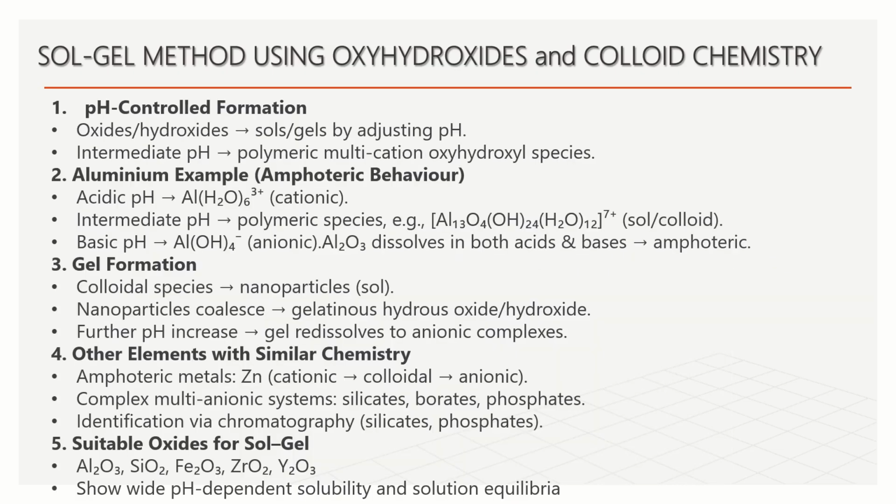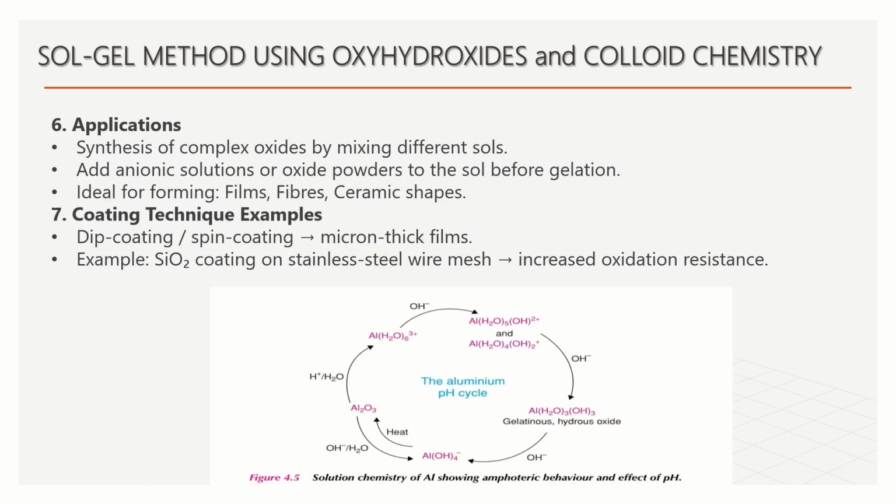This lets us mix the different sols to make complex oxides. We can use oxide powders as starting material and make material in more useful forms like thin films, fibers, coatings, and ceramic shapes. A very useful application is making micron thick coatings. For example, silica sol gel coatings can be applied onto stainless steel mesh to increase its oxidation resistance.